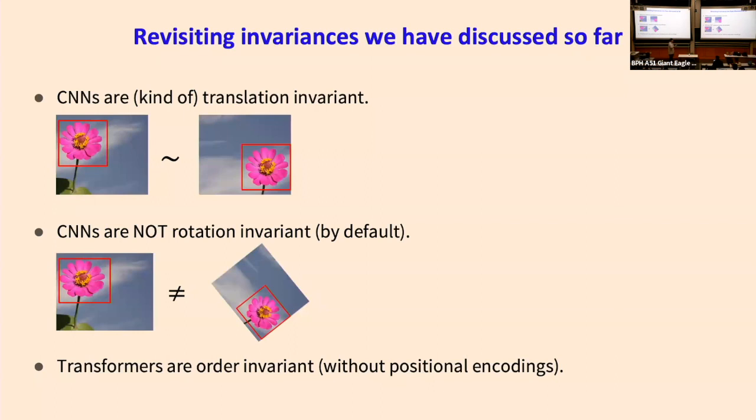But it's still not rotation invariant by default. Transformers, without the position encodings, are order invariant. Right? Doesn't matter what order I give the sequence to. If I don't have the position encodings, it'll give me the same output. It doesn't care. Okay. One more kind of invariance that is really important for GNNs is permutation invariance.